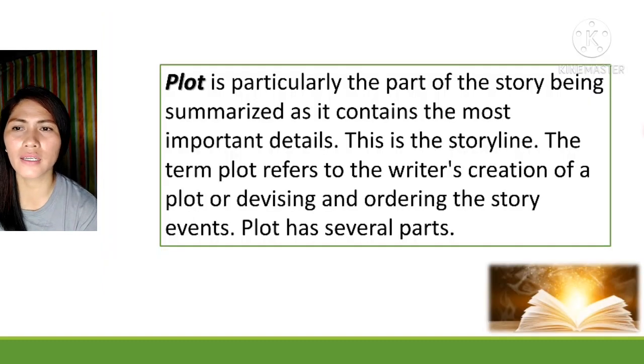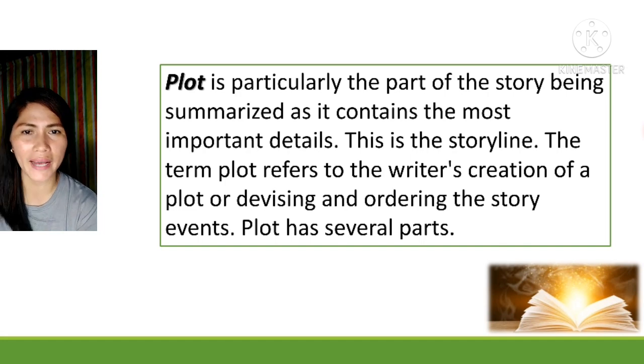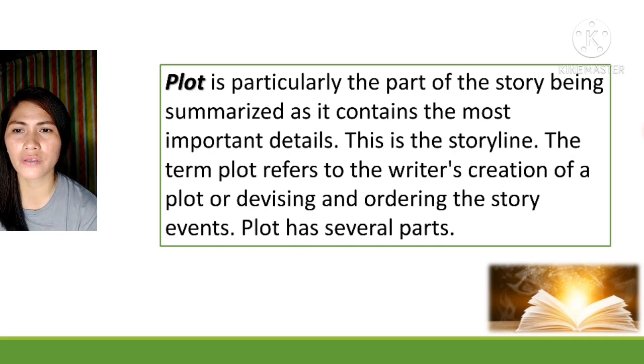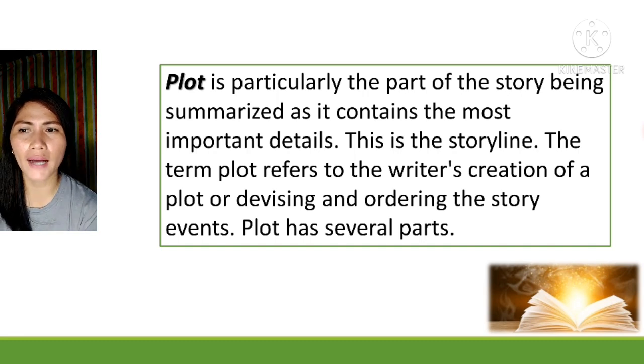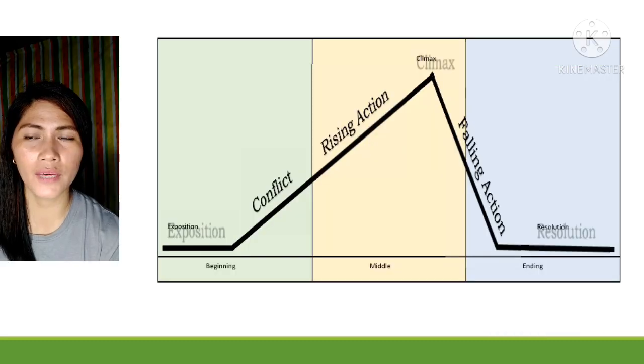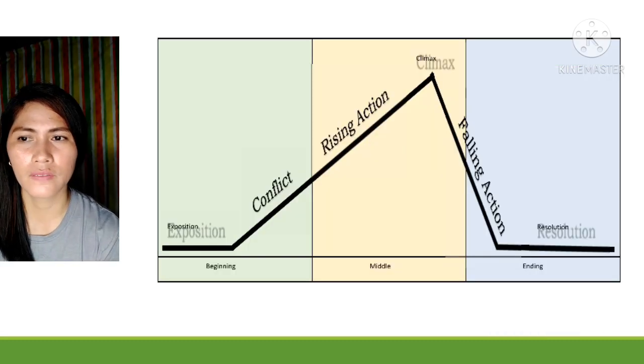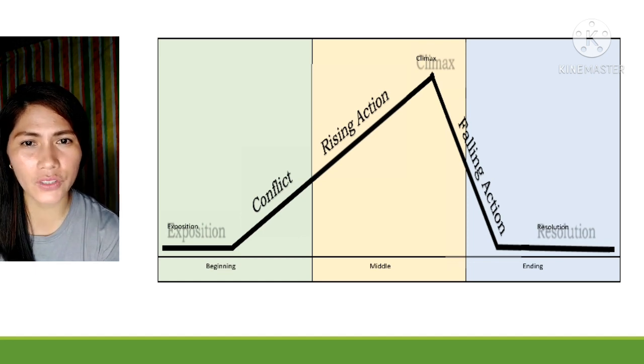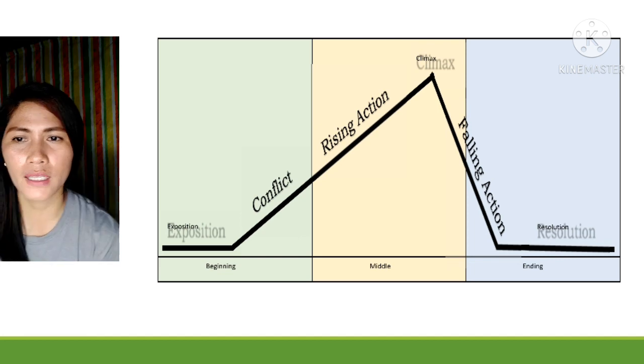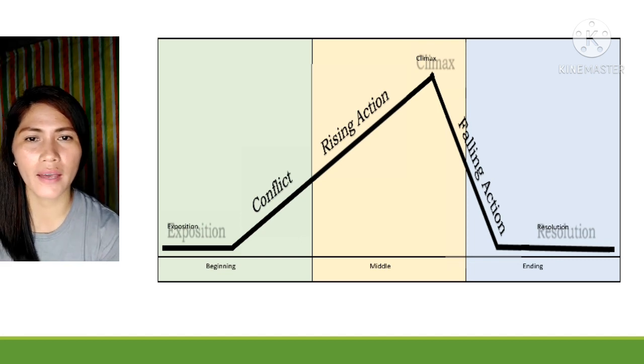Plot is particularly the part of the story being summarized, as it contains the most important details of the story. This is the storyline. The term plot refers to the writer's creation of a plot, or devising and ordering the story events. Plot has several parts. In the beginning, we have the exposition and the conflict. For the middle part, we have the rising action and the climax. Then in the ending, we have the falling action and the resolution.